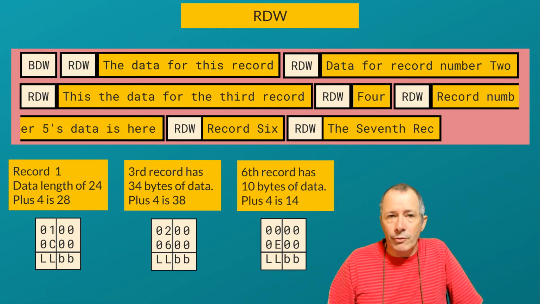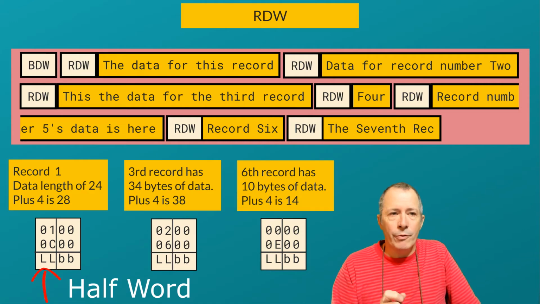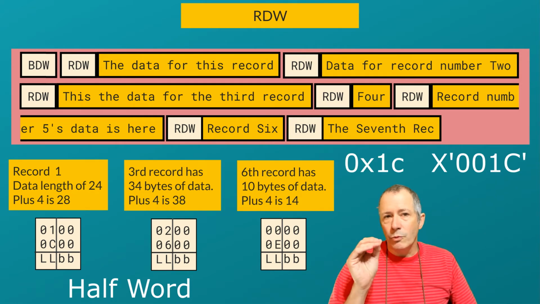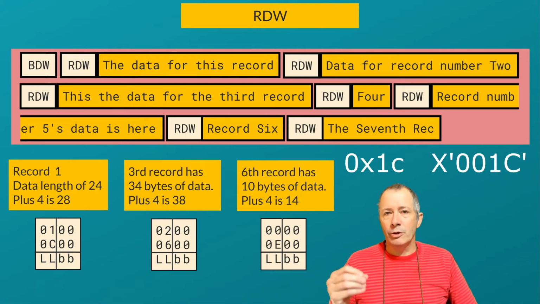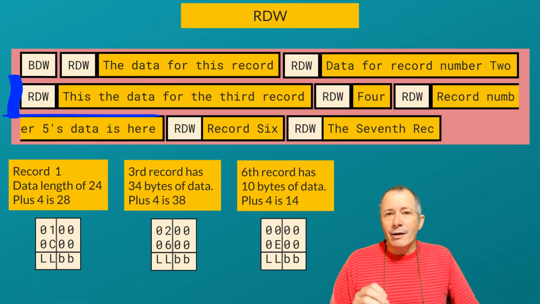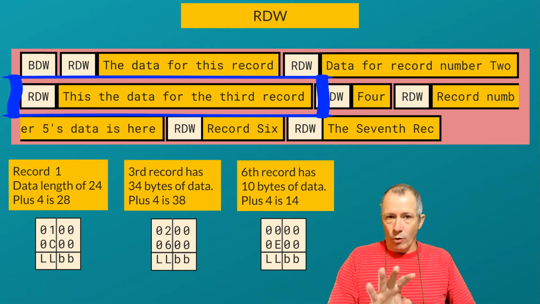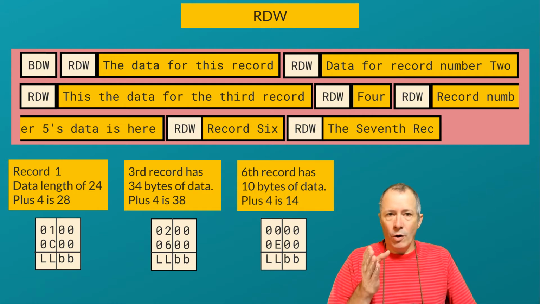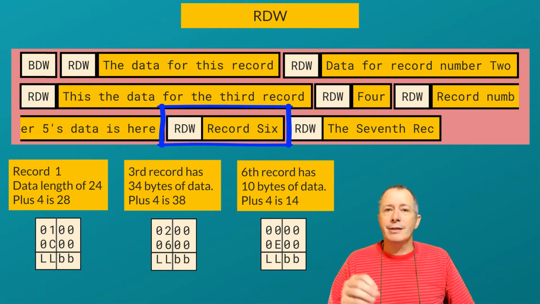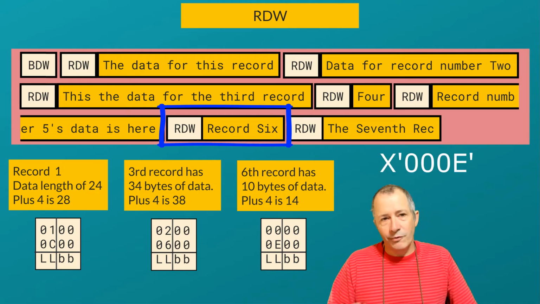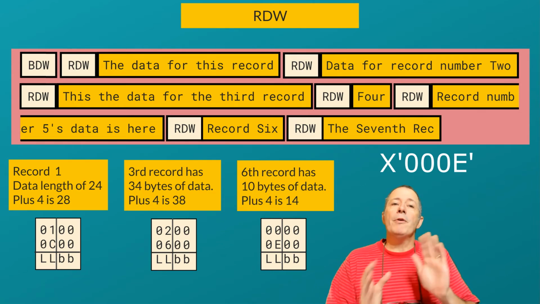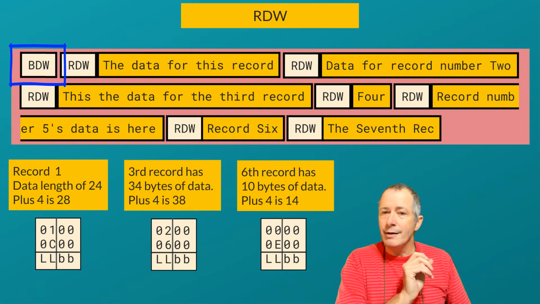The LL portion of the record descriptor word is a binary half word. 28 converted to hex is 1C, or hex 001C when expressed as a COBOL literal. The third record has a data length of 34 bytes plus 4, so it's 38, or hex 0026. The sixth record has a data length of 10 bytes plus 4, which is 14, or hex 000E.